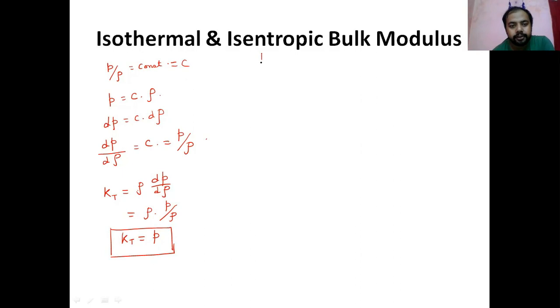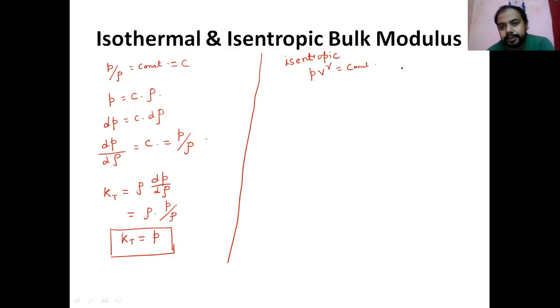On the other hand, if you are considering the isentropic process or adiabatic process, a reversible adiabatic process is known as the isentropic process. What is the consideration in the isentropic process? In the isentropic process, PV to the power gamma is equal to constant. We can write P by rho to the power gamma is equal to Cs.